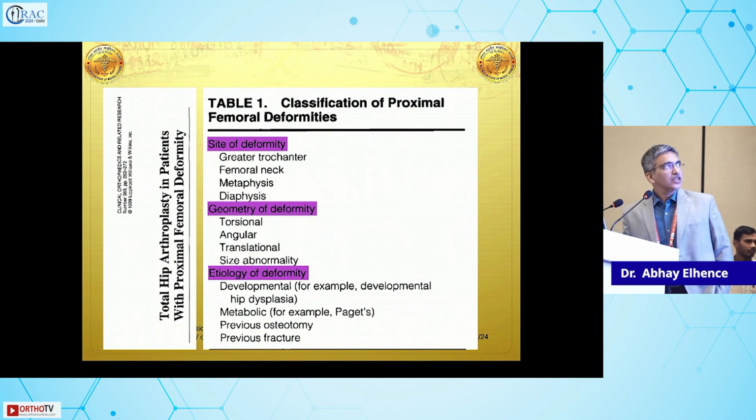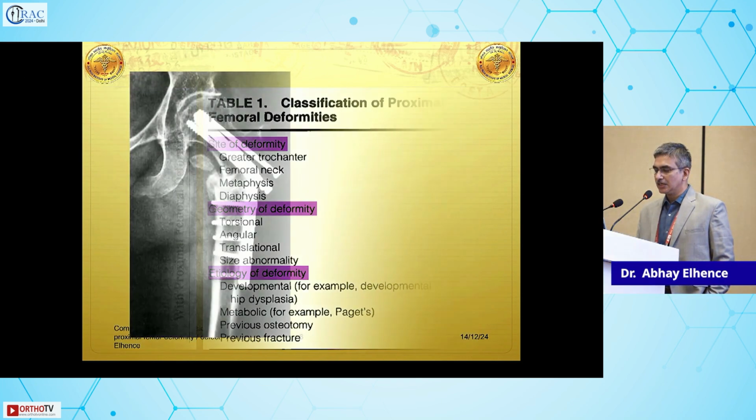So that is a classification of how the femur defect can evolve and how the deformation of the proximal femur anatomy can happen. It can happen basically on different levels and because of different etiologies like we just discussed.